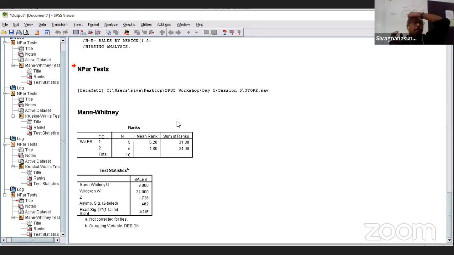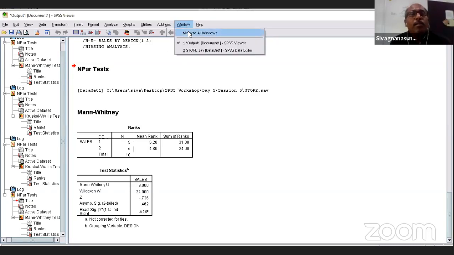So what is the null hypothesis here? There is no difference in the mean ranking. Our design is not influencing the mean ranking. No difference in the ranking due to the design. Our mean rankings are same. So null is getting accepted or rejected?